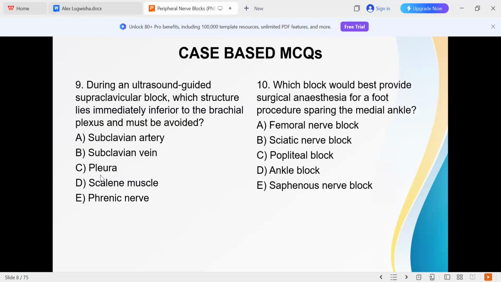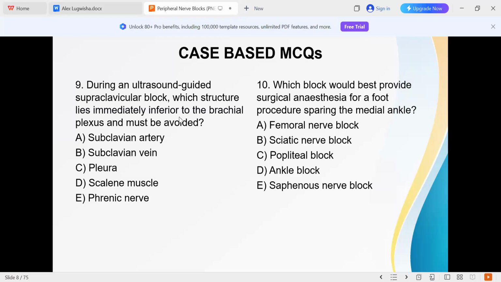All right, during an ultrasound-guided supraclavicular block, which structure lies immediately inferior to the brachial plexus and must be avoided? A, subclavian artery, subclavian vein, pleura, scalene muscle, phrenic nerve.